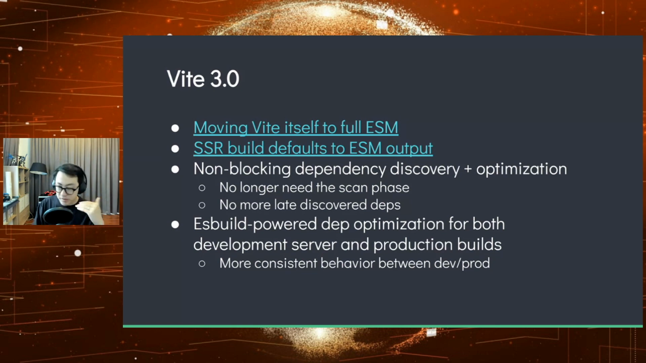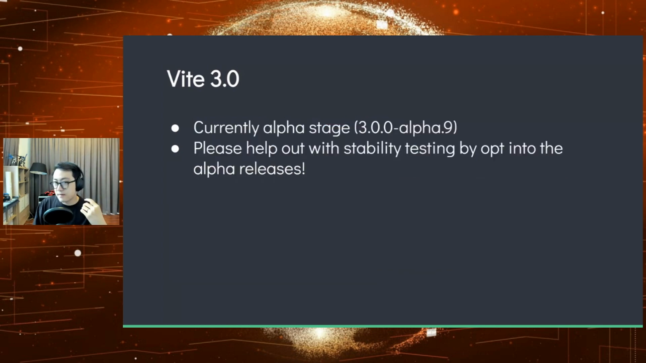There are many other small improvements. If you're interested, you can go to GitHub to check out the 3.0 milestone for Vite. This is expected to land probably also within the next month. It's currently in alpha stage. If you have projects using Vite, please help out with stability testing by opting into the alpha releases, which would be really appreciated.